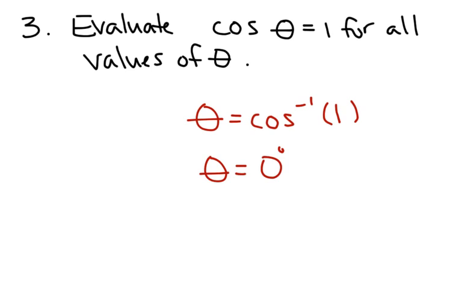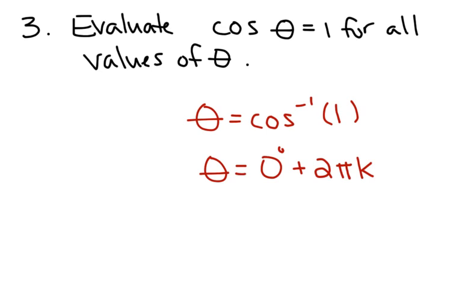But if you want them for all values of theta, as long as you remember that the period of a cosine graph is 2 pi, so this will repeat itself every 2 pi. All you have to do is add 2 pi k at the end of your answer. This is true for both cosine and sine.